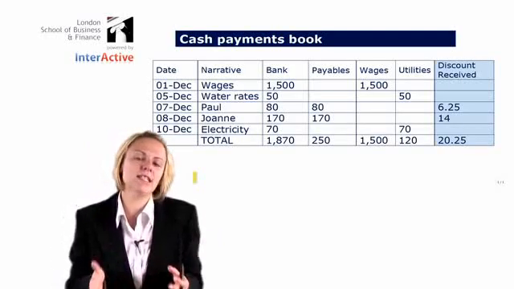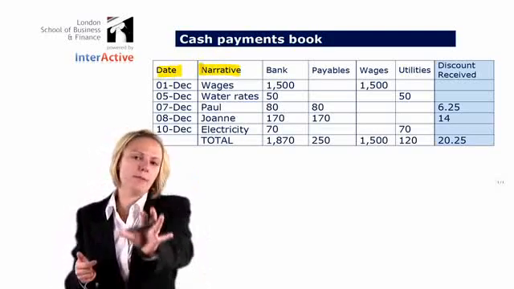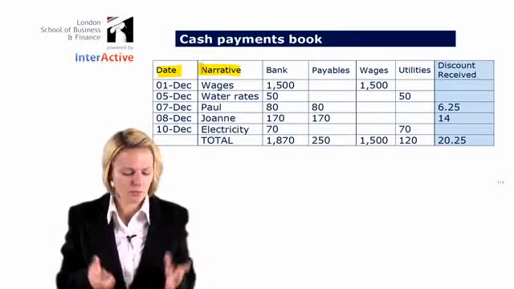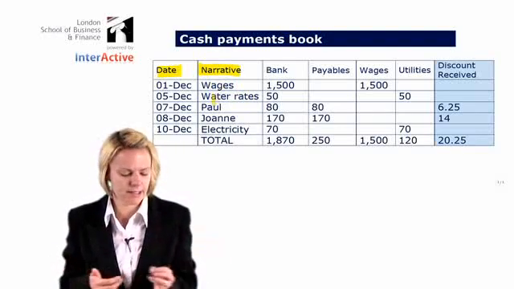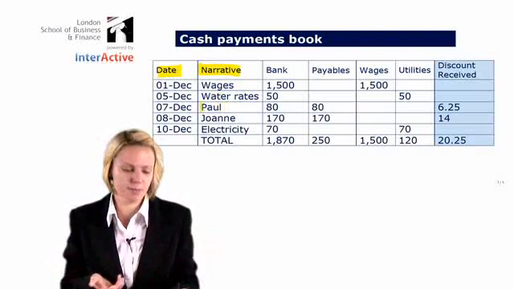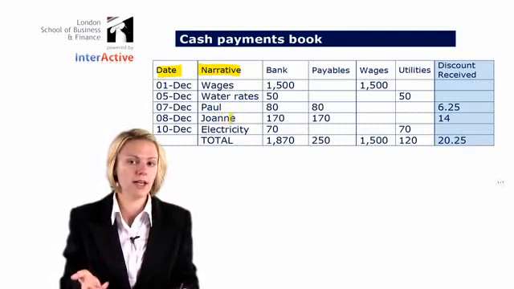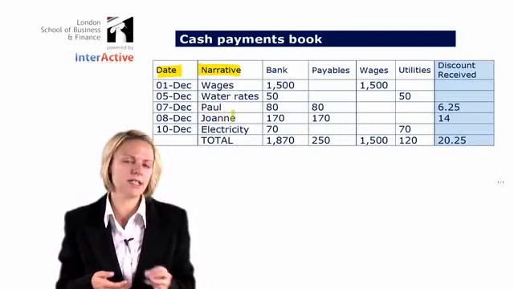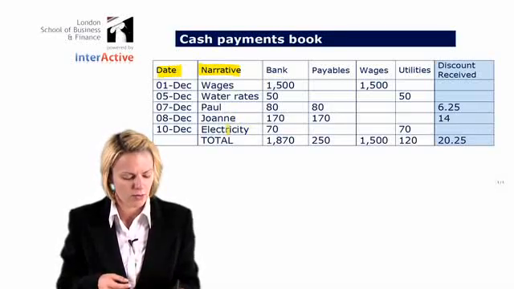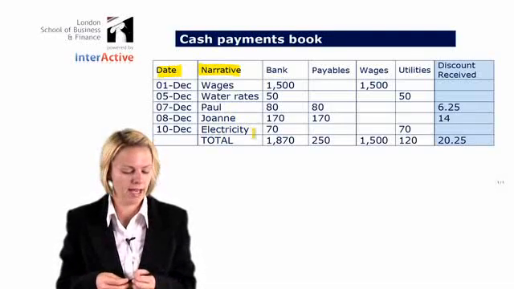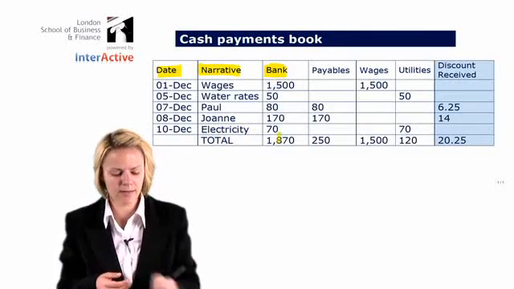And if you see, it looks very similar to the cash receipts book. The date, the narrative of the payment out of the bank. Well, we have wages, we pay for our water rates, we pay our suppliers, Paul and Joanne. Do you remember them when we looked at the purchase day book? Yeah, a few videos ago. We shall see those suppliers coming into play again. We have electricity expense as well that we've paid. The total that we paid out of the bank we can see here.